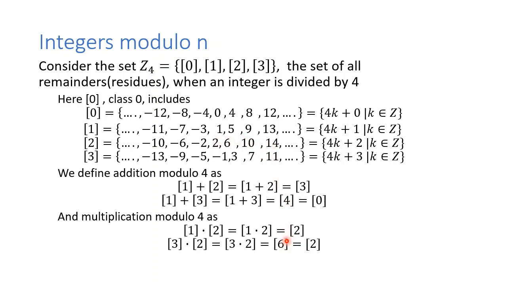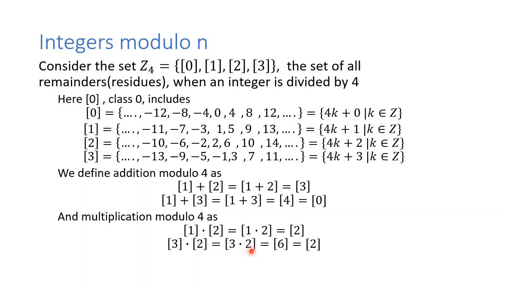So now suppose you are multiplying 3 and 2. Class 3 into class 2 is nothing but class 3 into 2, which is equal to class 6. 6 when divided by 4 gives the remainder 2. So class 6 is equivalent to class 2. So in this way you can define addition modulo 4 and multiplication modulo 4.